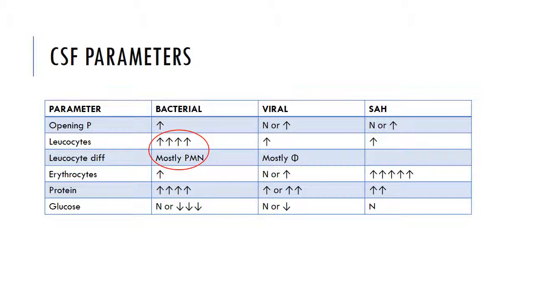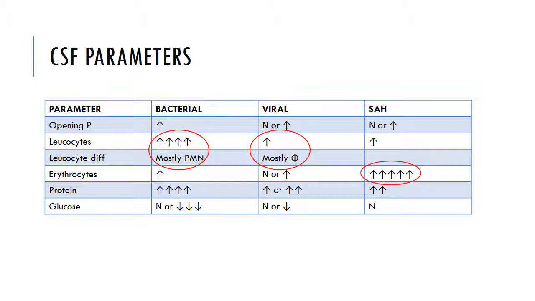With bacterial infections, your white cell count will be way up and it'll be acute, so you'll mostly have neutrophils. And of course your proteins will be up and your glucose will be down, like a lot down. But that's the same for both bacterial and viral, so that's not always the best way to look at it, but definitely leukocyte count will be way up. In viral, again, you'll have elevated white cells, but this time they're mostly going to be macrophages, because viral's not as acute.